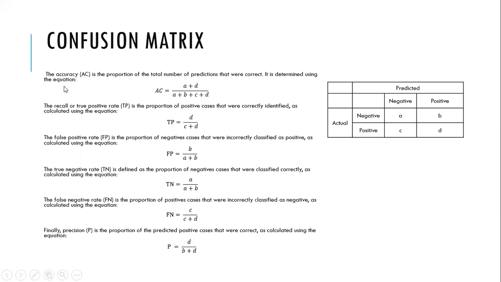Like I said here, I've written out all the possible metrics that we can extract from this matrix to get information that we can use to evaluate how well our model is performing. So we have the accuracy, the recall or the true positive rate, the false positive rate, the true negative rate, the false negative rate, and then we have the precision. The precision is basically the proportion of the predicted positive cases that we got correct, as calculated using this equation below. So the predicted positive rate would be D divided by B plus D.